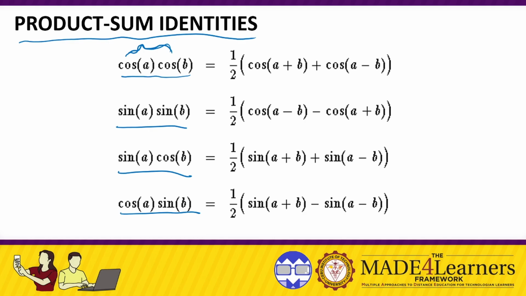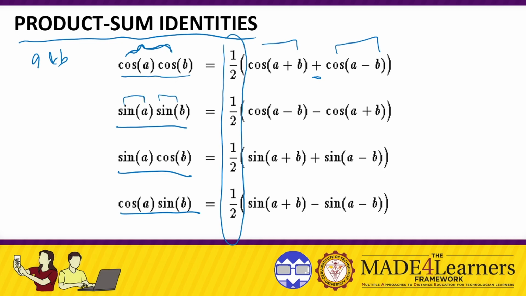So if we have cos A cos B, we have two angles here, A and B. For cos A cos B, we have 1/2, so everything has a 1/2 on this side. We have 1/2 the quantity of cos(A plus B) plus cos(A minus B). Now, if it's sine A sine B, it's still 1/2 times cos(A minus B), minus cos(A plus B).